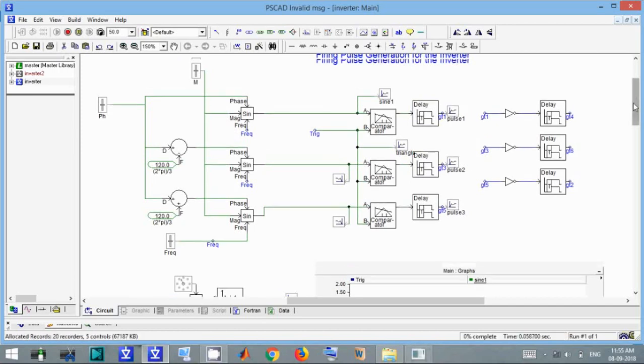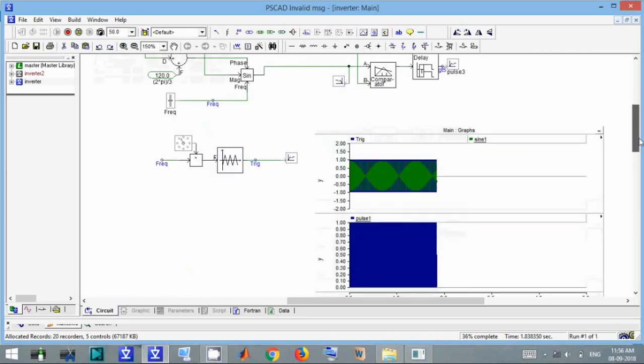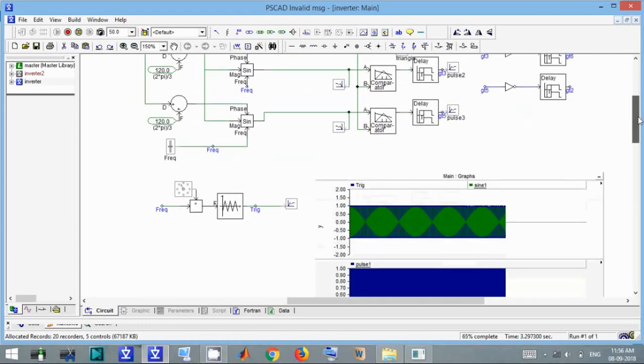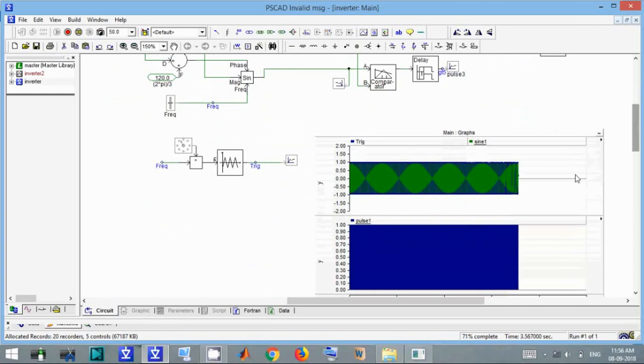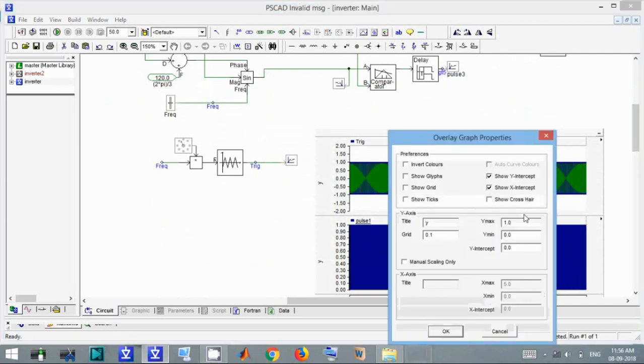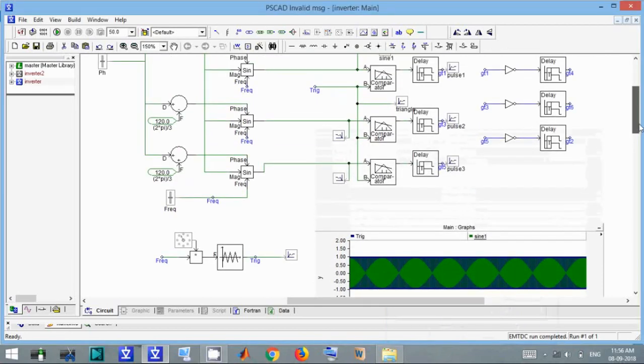First run it. It is running. Let the simulation run first. Okay, this run is complete.